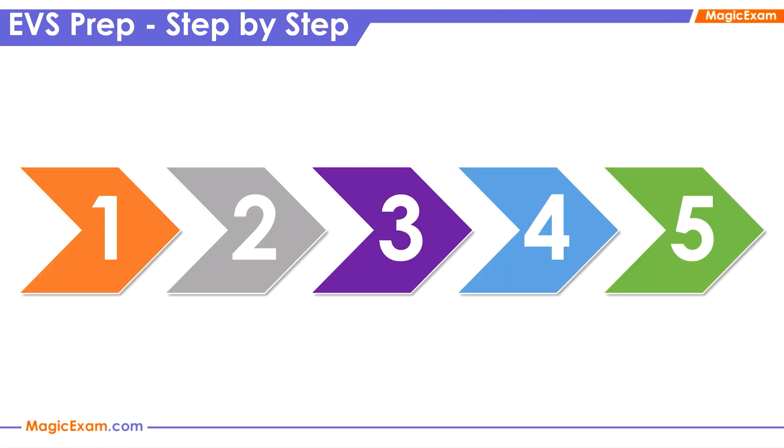Now that you have a good understanding of what the different types of EVS questions are and where they come from, let's talk about the simple 5-step EVS preparation strategy. If you diligently follow this strategy, then you can definitely score 100% in the EVS section of paper 1.